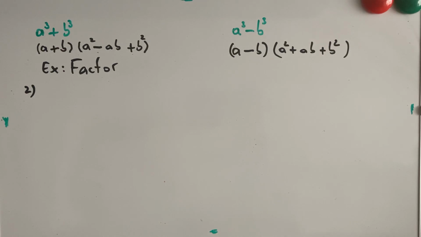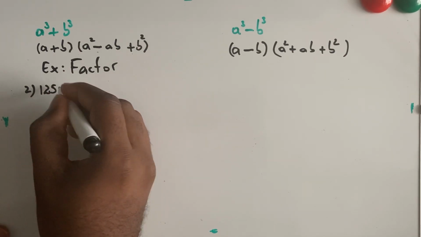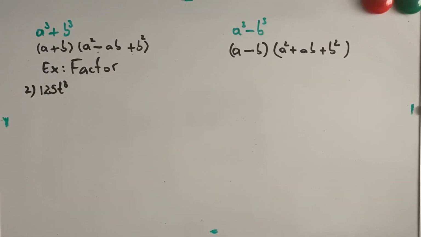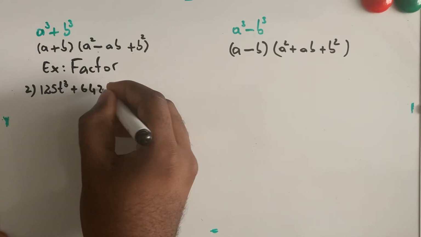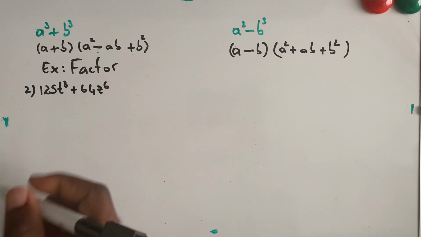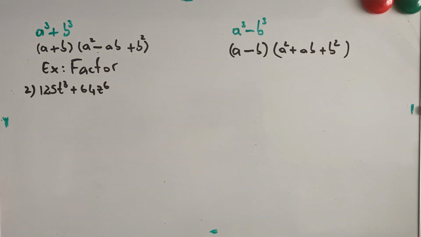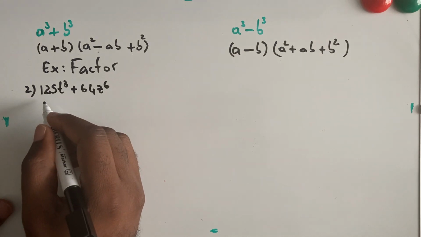Example 2. We have 125t cubed plus 64z to the 6. Okay, so all you have to do here is, again, try to get something raised to the third power. So 125 is actually what?